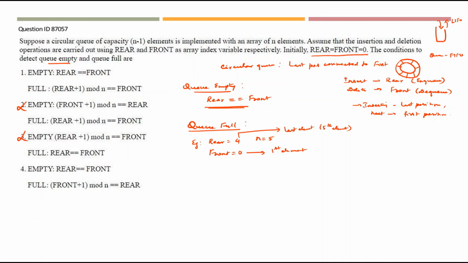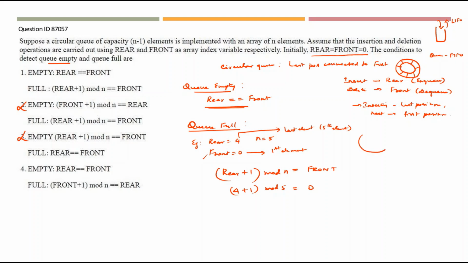If I want to delete, I will proceed with the first element. This example scenario is the queue full scenario. How can I check this? I can check it with this condition, rear plus 1, that is 4 plus 1 mod n. 4 plus 1 mod 5 will be equal to 0. So this will be equal to front.